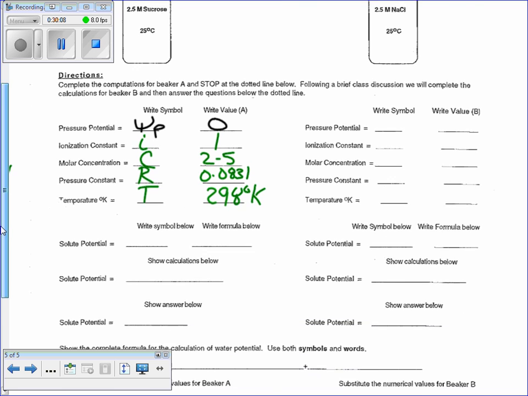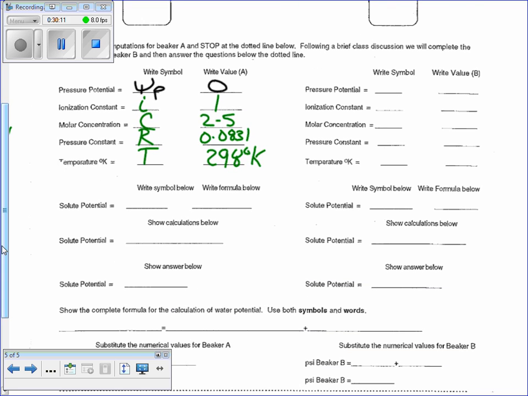Now that we've got all our variables identified, remember, what's the equation for solute potential? Solute potential equals negative I times C times R times T. So I plug in the numbers. I was 1, C was 2.5, R was 0.0831, and temperature was 298. If I multiply those four numbers together, run it through the calculator, you would get negative 61.9. Following how I'm doing it?